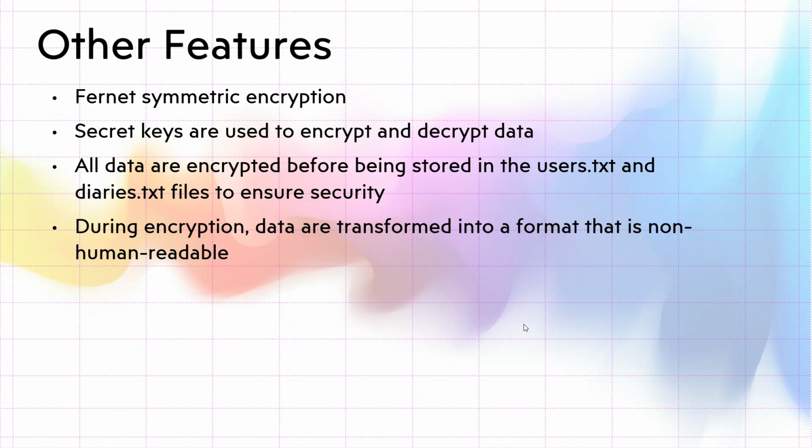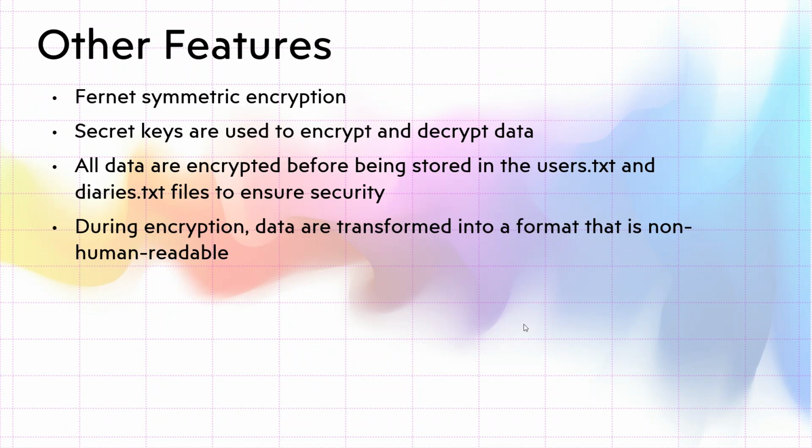Here are some of the other features of our application. Our application uses a strong symmetric encryption called Fernet Symmetric Encryption to keep your user data and diary entries safe. The secret key used for encryption is stored in a file and is never shared with anyone. In our application, we generate a secret key that will be used to encrypt and decrypt sensitive data. This key is stored securely in a file called secret key. When the app needs to encrypt or decrypt data, it loads the key from this file.